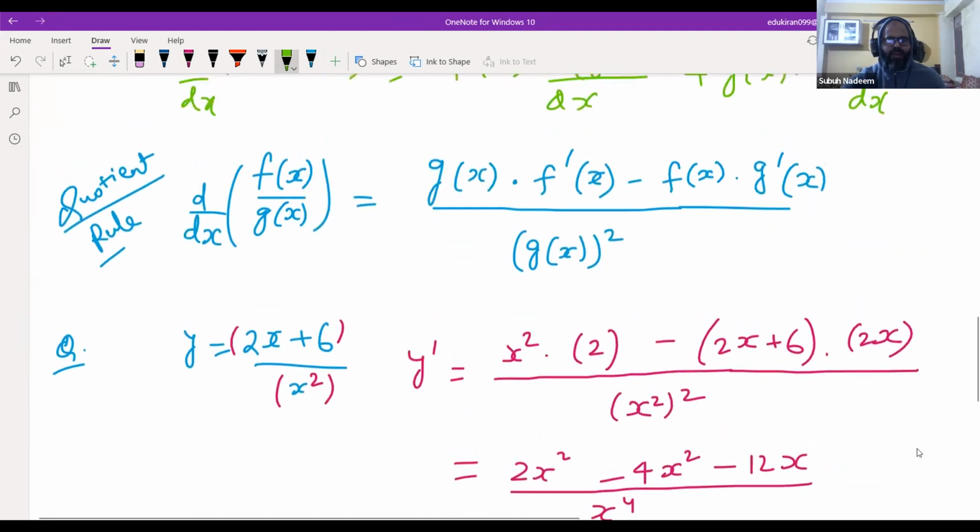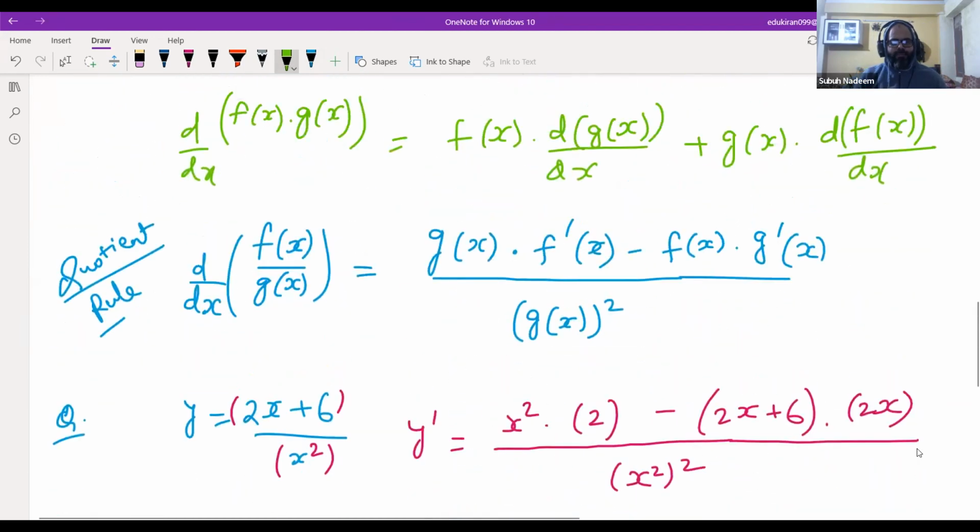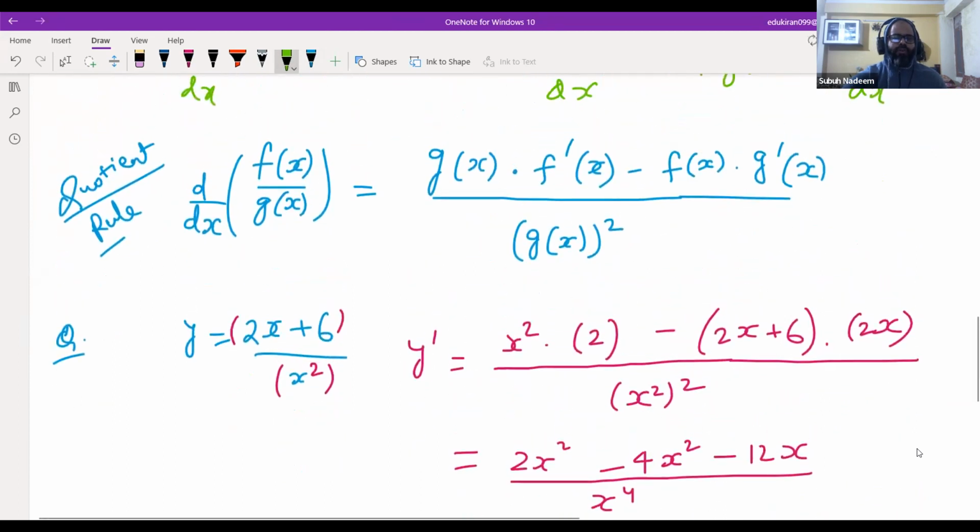So you can start writing from here. Here, this is mainly the quotient rule. Product rule we already know.